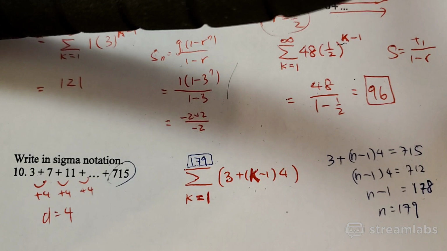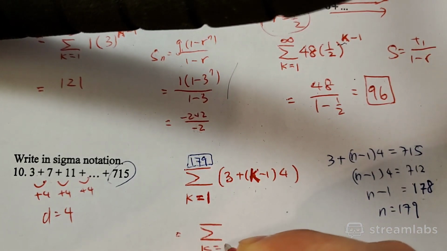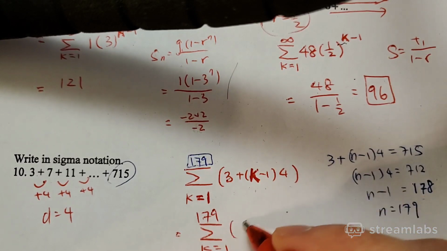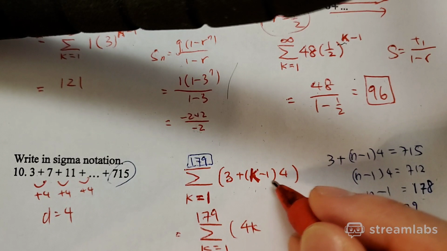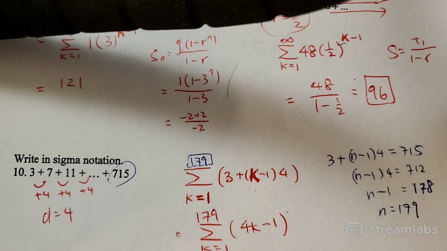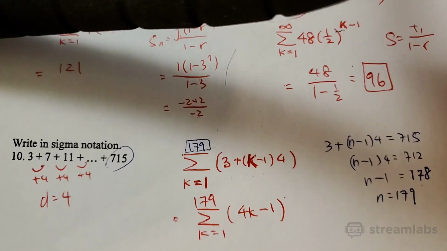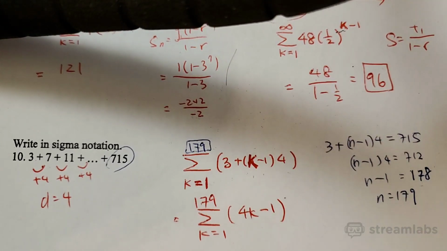They didn't ask us to calculate, so we can just leave it. Or actually, let's simplify this a little bit. From 1 to 179 of 4k minus 4 plus 3, so 4k minus 1. Okay, that's all. So same thing as what we've done before, we just introduced a new notation called sigma notation. And that's it.